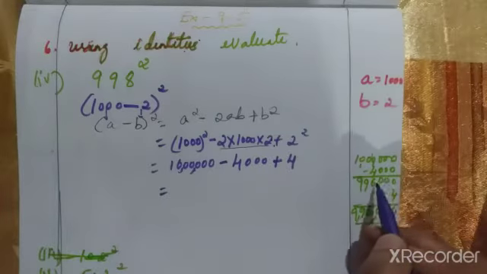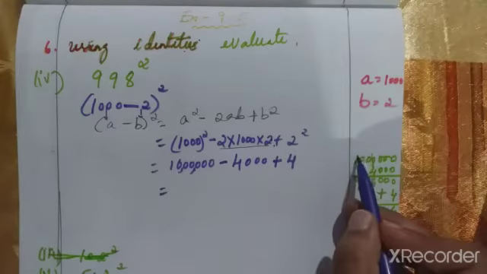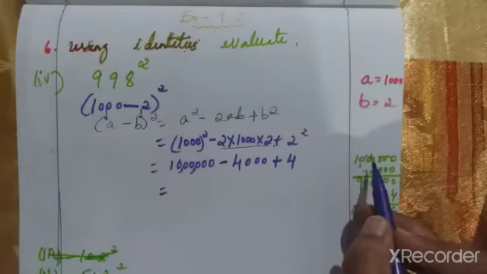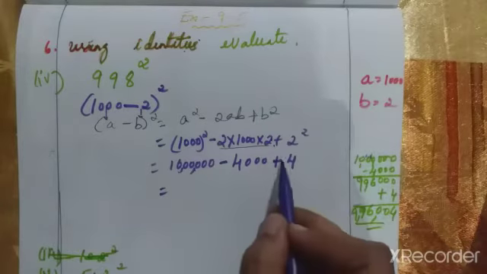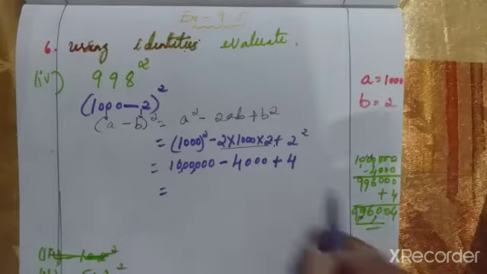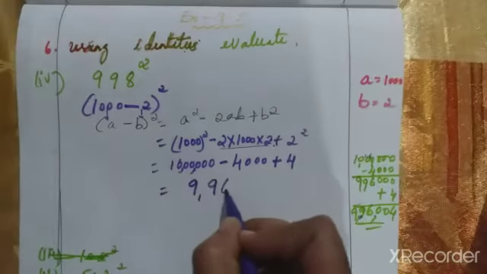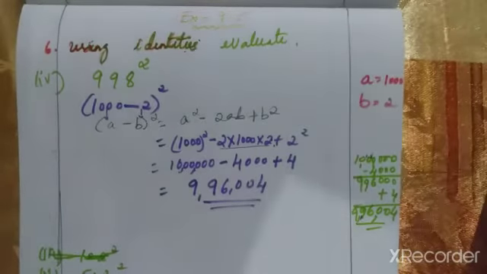10 lakh minus 4000 means 0 0 0 here. Here 0 minus 4 we can't, borrow 1 from here. 10 minus 4 is 6. Now here 9, here also 9, and add 4 to that. So answer is 9,96,000 and 4, that is 9,96,004. This is the answer.